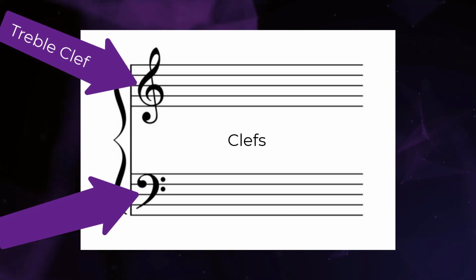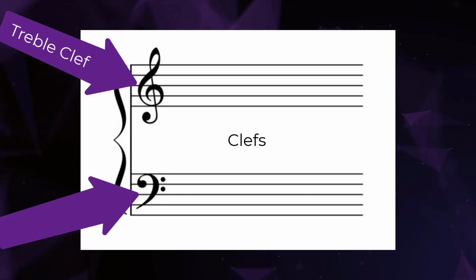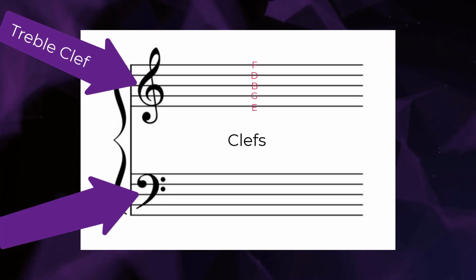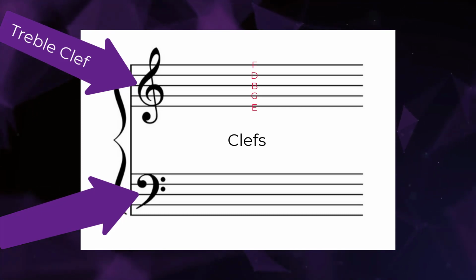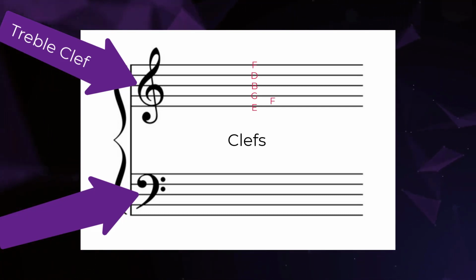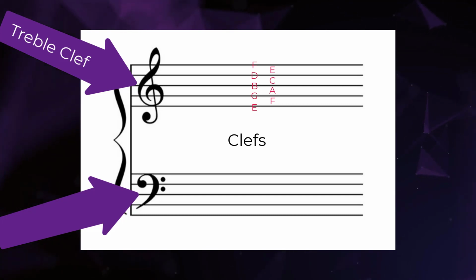the piano. The notes on the lines of the treble clef are E, G, B, D, F, or every good burger deserves fries. The notes on the spaces of the treble clef are F, A, C, E, spelling the word bass.